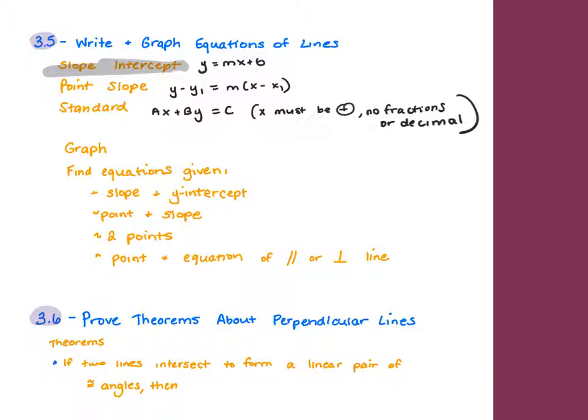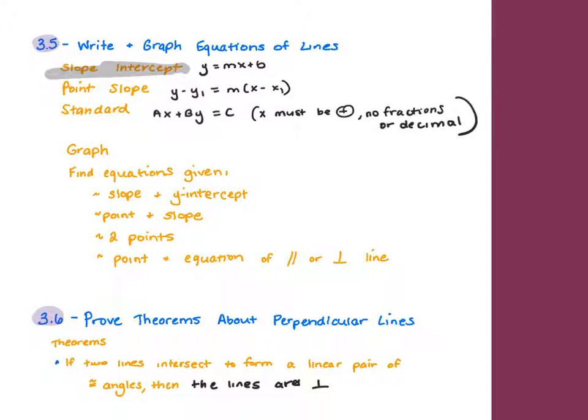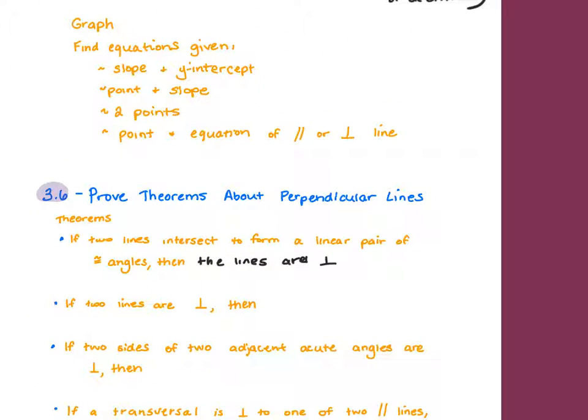And then came all the theorems we talked about yesterday that we just applied in the homework. If two lines intersect to form a linear pair of angles, then the lines are perpendicular. Oh yeah, that's the opposite. If two lines are perpendicular, then they form 4 right angles, right?